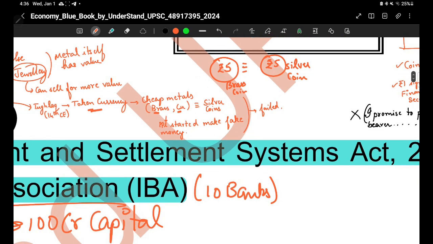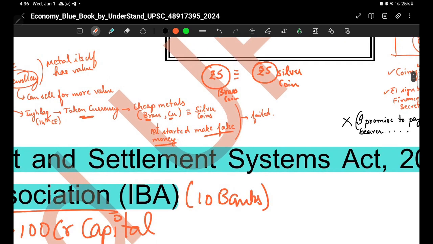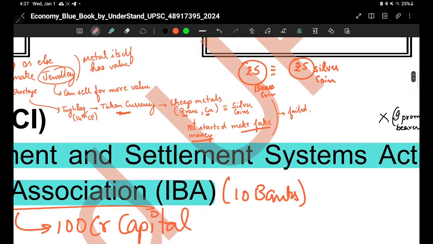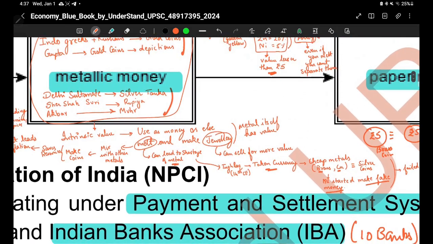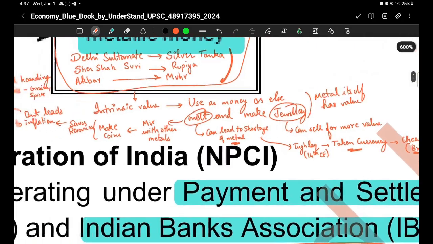So what did people start to make? People started to make fake currency, counterfeit currency. So this experiment of his failed. They started making fake currency because it was cheaply available. Privately, they started minting their own money. Right. So this is one problem of full-bodied coins if they use it.